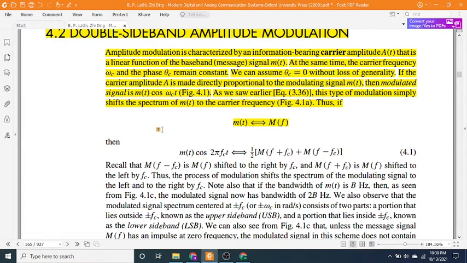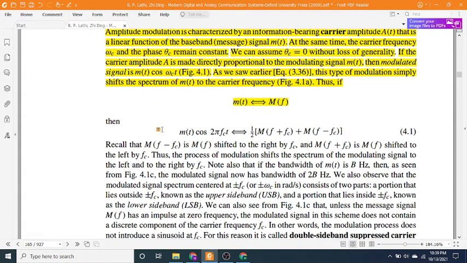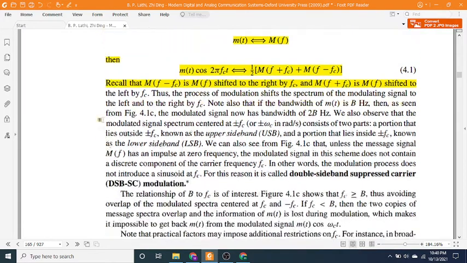Thus, if m(t) ⟺ M(f), then m(t) cos 2πfct ⟺ 1/2 [M(f − fc) + M(f + fc)], Eq. 4.1. Recall that M(f − fc) is M(f) shifted to the right by fc, and M(f + fc) is M(f) shifted to the left by fc. Thus, the process of modulation shifts the spectrum of the modulating signal to the left and to the right by fc.